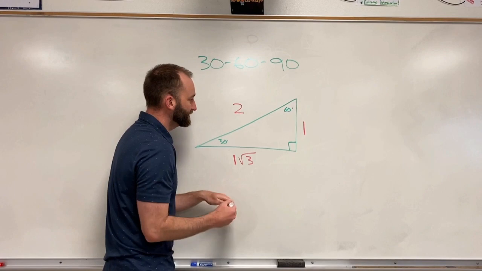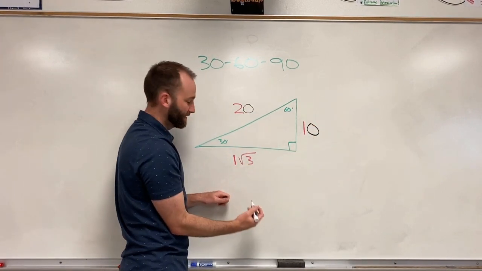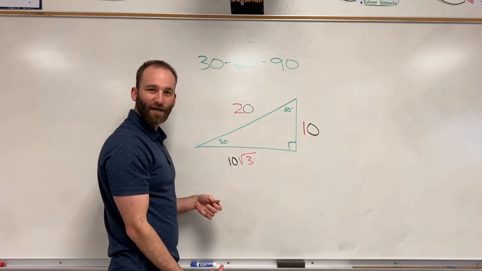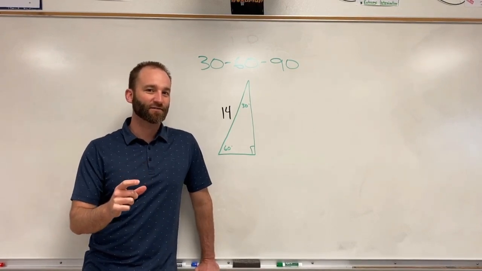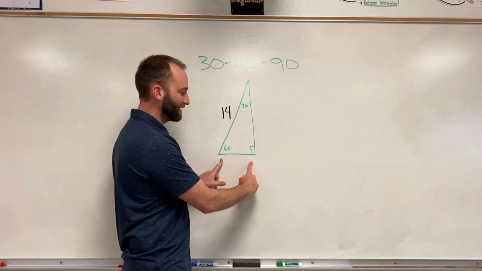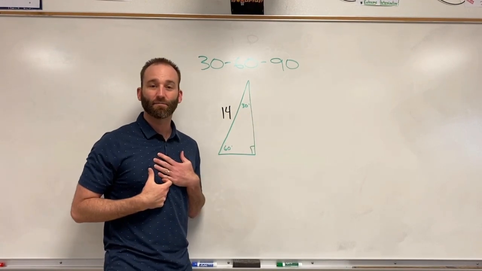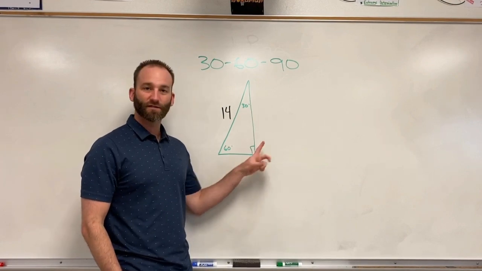So let's say, for instance, that this was 20. The short leg is going to be half that, which is 10, which makes this 10 root 3. Pretty cool pattern there. Let's try one more. I'm trying to trick you. I rotated the triangle around, but you can still see that there's a short leg, there's a long leg, and there's a hypotenuse leg. They gave us the hypotenuse, which is 14. Take 5 seconds, think about what would the short leg and the long leg be?